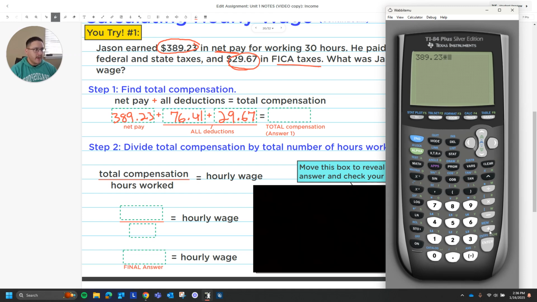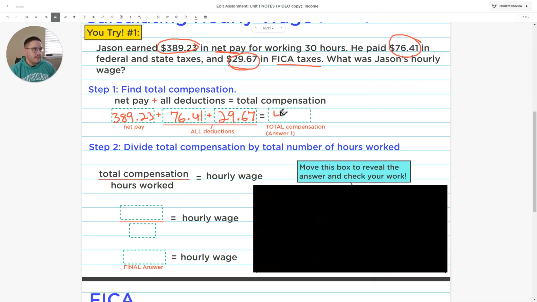Taking out my calculator and then adding all of these together, and I got 495.31. That is the total compensation.